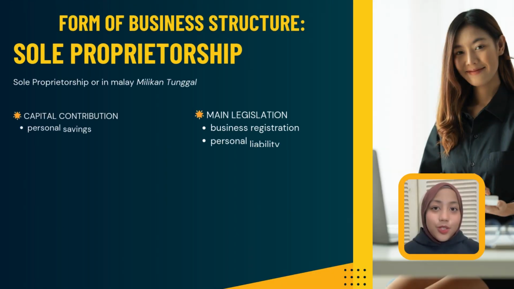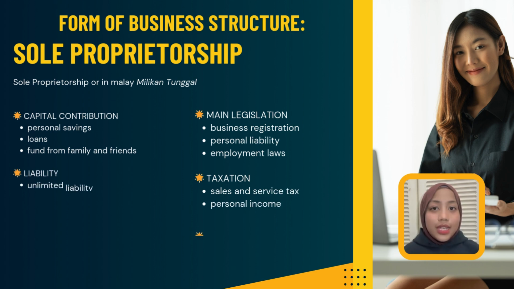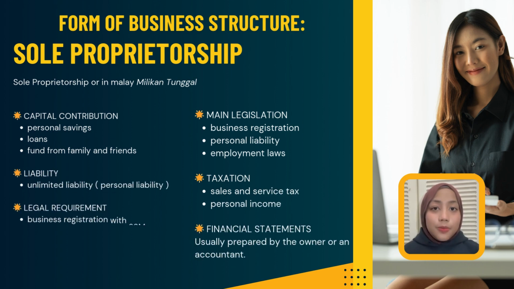Now we are moving to sole proprietorship, which is also known as Milikan Tunggal. It is a business that is owned and managed by one person only. To start the business, the owner can use their personal savings, which is the most common source of capital. Other than that, the owner can make bank loans or personal loans. Next, the owner can raise funds from their family and friends without giving ownership rights.